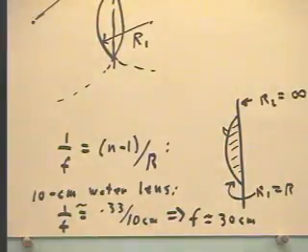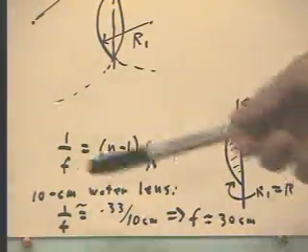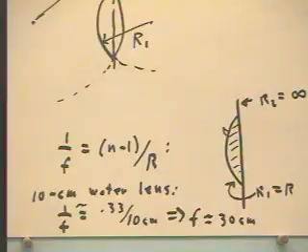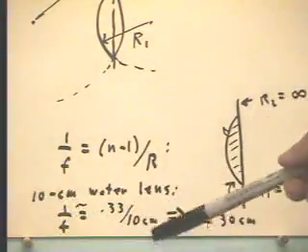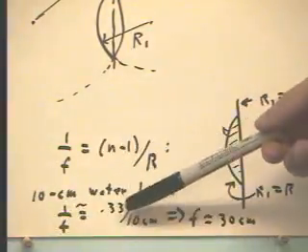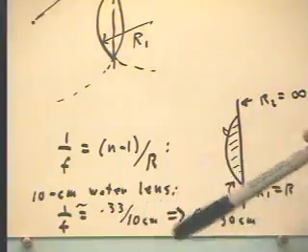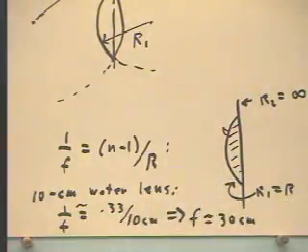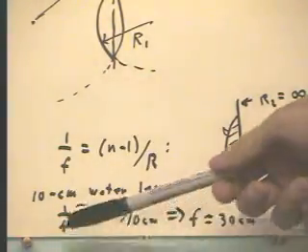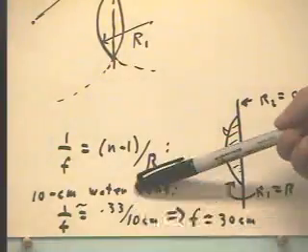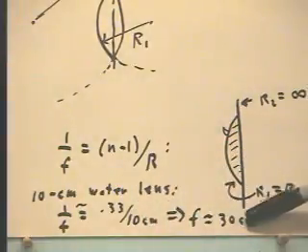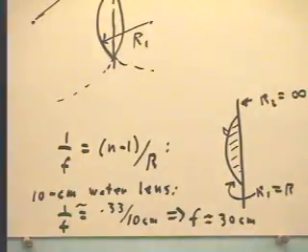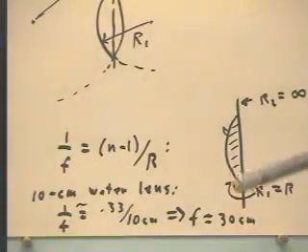Now, for a 10 centimeter radius water lens, 1 over F should be n minus 1, which is about 0.33, divided by 10 centimeters. If we solve for F, it's going to be the reciprocal of this, 10 centimeters over 0.33, which is about 30 centimeters. Now, the actual lenses that we observed had radii of 4 inches and 3 inches.